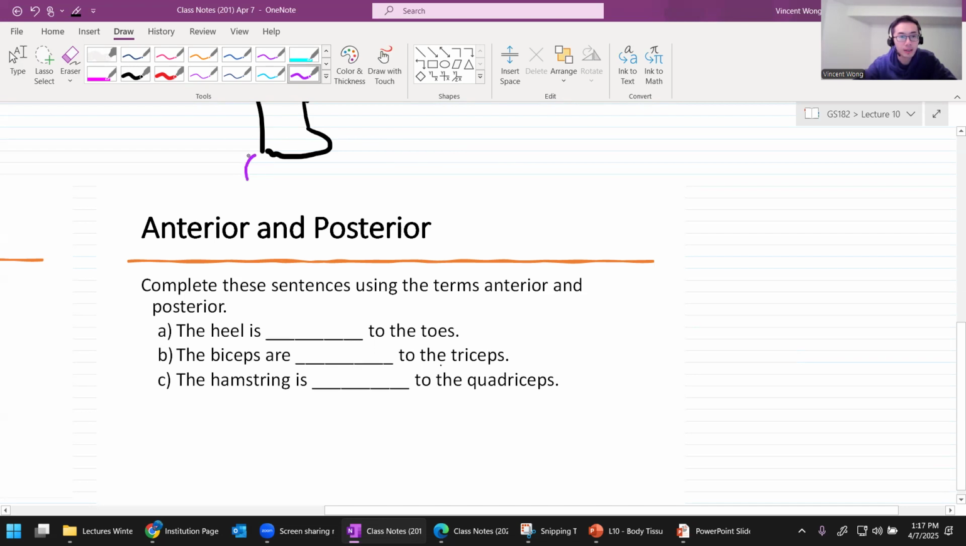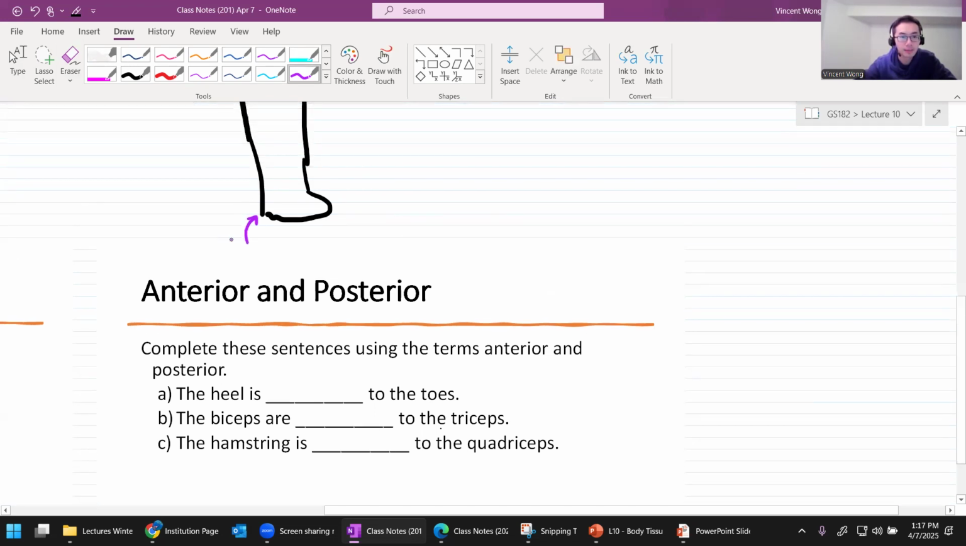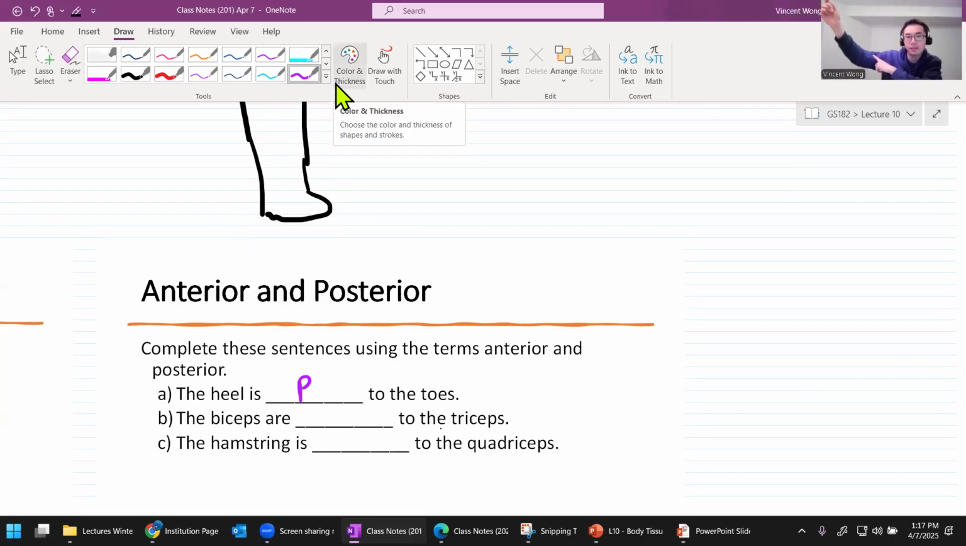Okay, so heel is here. That's the heel. That's the toes. So heels are posterior to your toes. Bicep is here. Tricep is here. Again, you're in anatomical position. So the biceps are in front of the triceps. We say anterior.